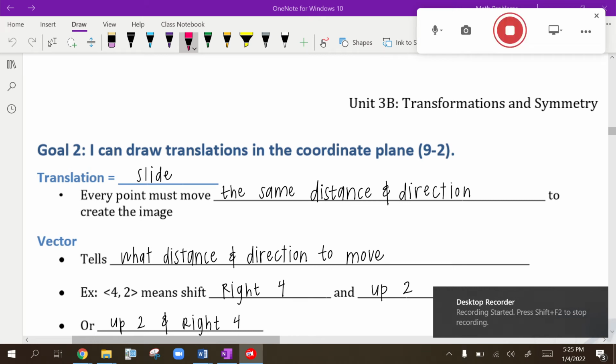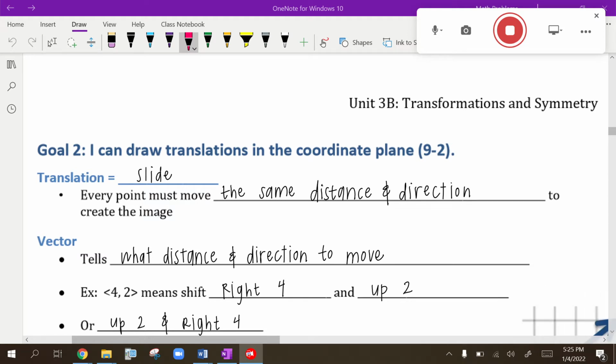Next, we will be talking about translations. Yesterday, we talked about reflections over vertical and horizontal lines and also the line y equals x. Today, we're going to work on translations. A translation, as you know, is another word for a slide. Every point must move the same distance and direction to create the image.